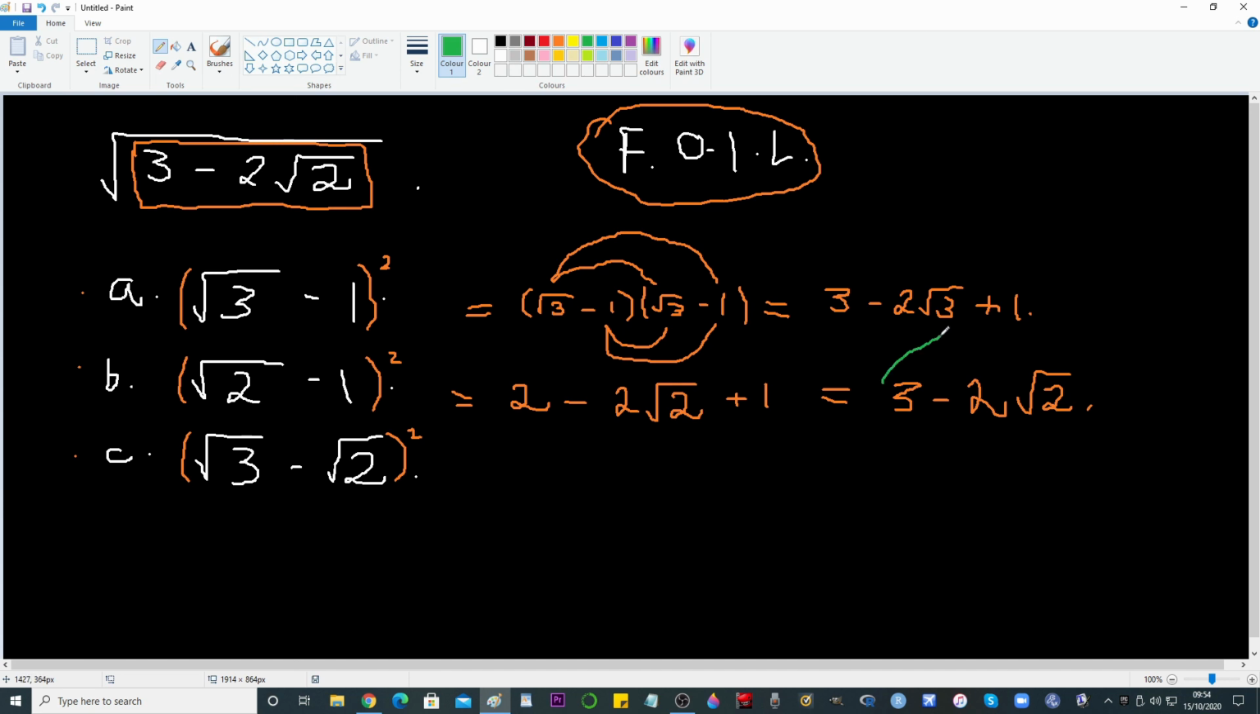It only works because you've got three options, and you can almost do, not trial and error, but you can actually do all three of them pretty quickly in your head if you've practiced FOIL enough, and you find that option B, root 2 minus 1, is indeed the square root of 3 minus 2 root 2, because when you square it, you get 3 minus 2 root 2.